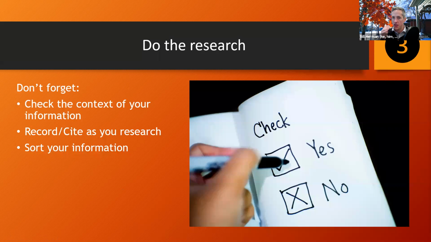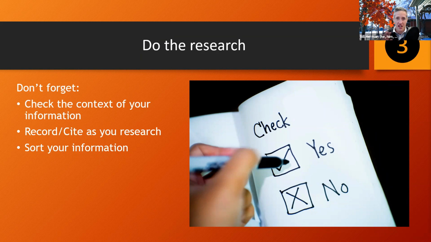Now, always make sure you check the context of your information. Right? Make sure you record and cite what it is that you're doing as your research. Not taking notes about where you got that information while you're doing your research is a great way to accidentally commit plagiarism. We don't like plagiarism. That's going to lead to an uncomfortable conversation with Professor Herman. We don't want that. Professor Herman doesn't want that either.